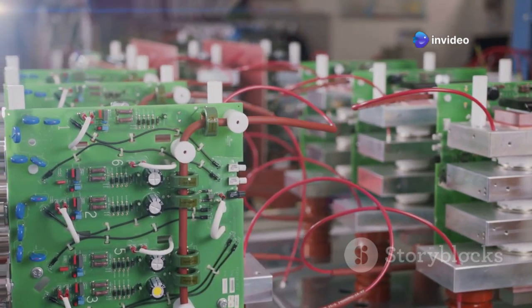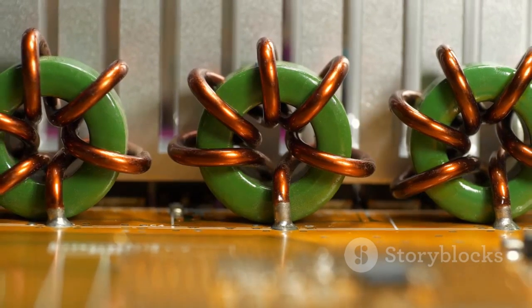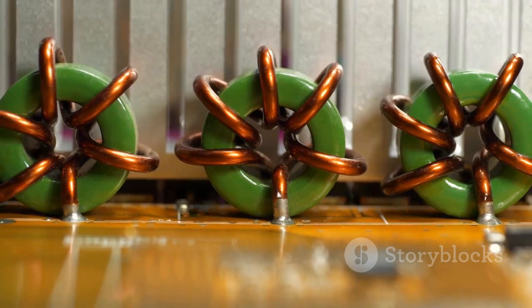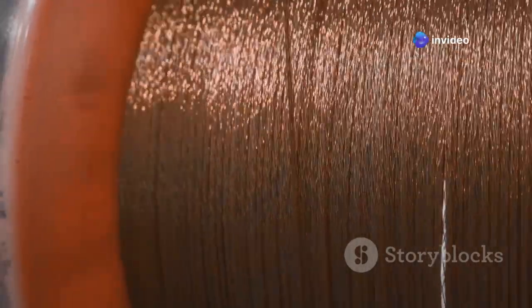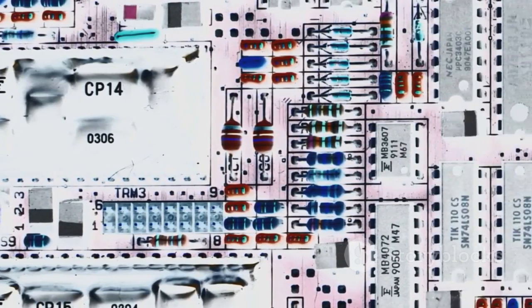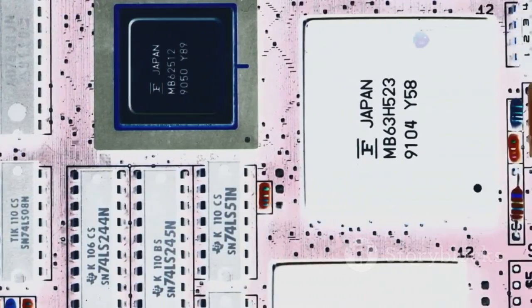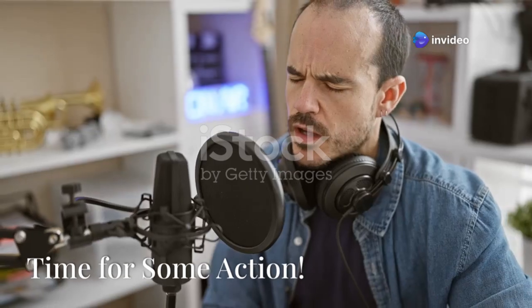Inductors, on the other hand, store energy in a magnetic field. They're basically coils of wire that resist changes in current. When current flows through an inductor, it creates a magnetic field around the coil, storing energy like a compressed spring. Capacitors and inductors are essential components in many electronic circuits, especially those that involve timing, filtering, and energy storage. They're like the silent partners in a business working behind the scenes to keep everything running smoothly.